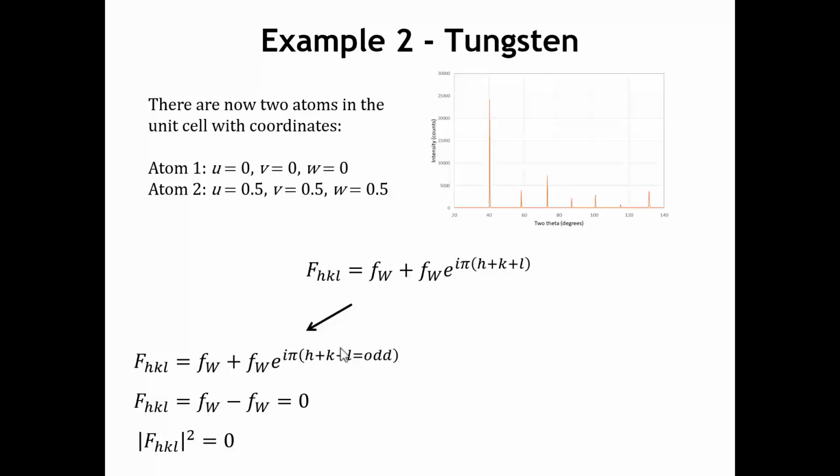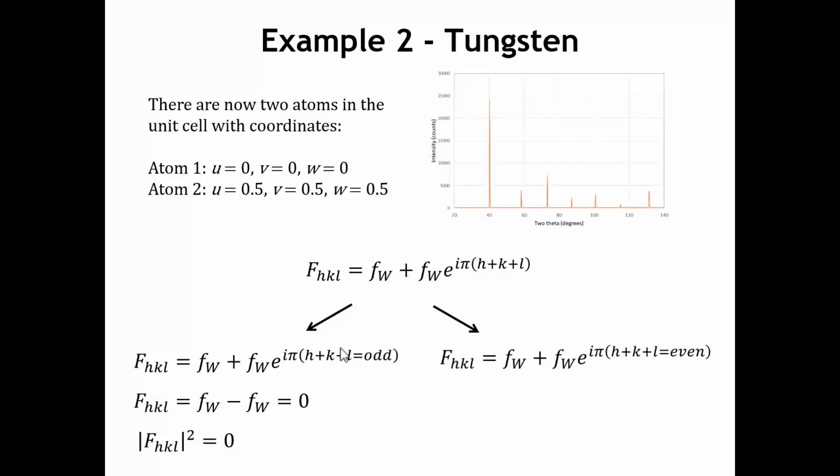Remember that the reflection condition for a body-centered lattice is all of the peaks are going to be missing when h plus k plus l is odd. So the reflections that we see, the reflection condition, are only h plus k plus l being even. And now that we look at this detailed calculation of the structure factor, we can see why.